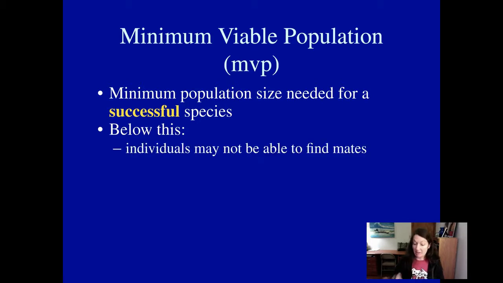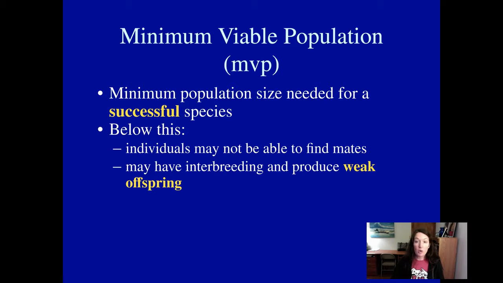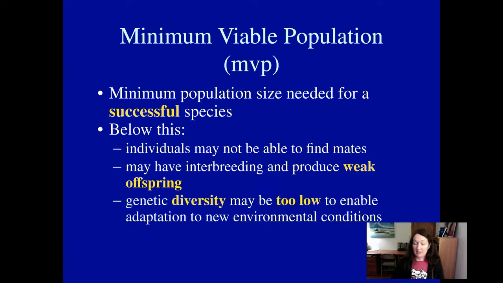Below that, they may not be able to find mates, or even if they do find mates, they might have inbreeding, meaning like brothers and sisters are mating, and that produces weak offspring because of the lack of genetic diversity. Genetic diversity, if you remember from biology class and this class even, is very important for a species to be strong and to survive in the long term. So if you don't have that genetic diversity, it's not going to allow the species to adapt when new environmental conditions come along.